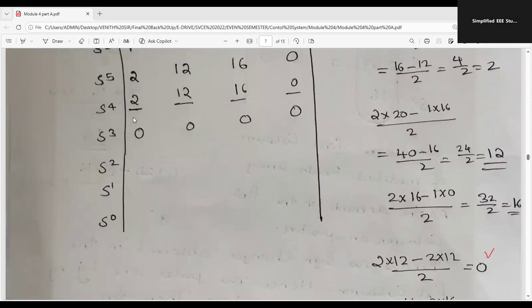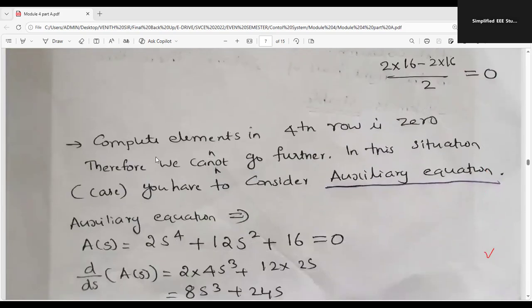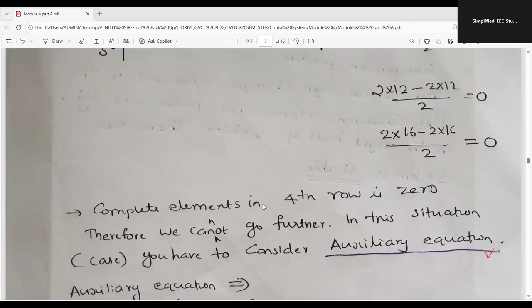Now, to frame an auxiliary equation, kindly note down: when you find all the elements of a particular row are 0, go for the previous row and frame the auxiliary equation. So computing the elements of the fourth row gives 0, therefore we cannot go further. In this circumstance, you can consider the auxiliary equation. So how to frame the auxiliary equation?